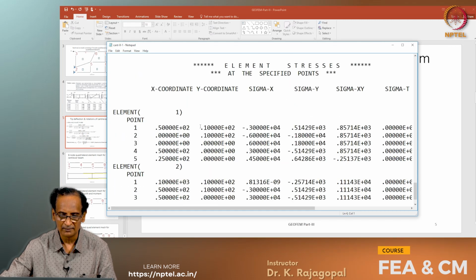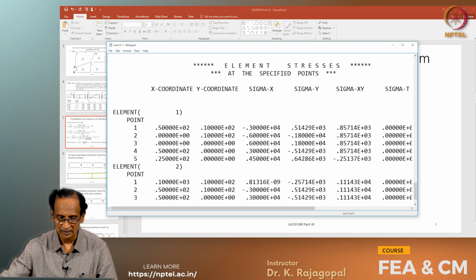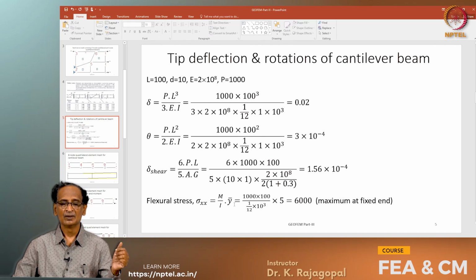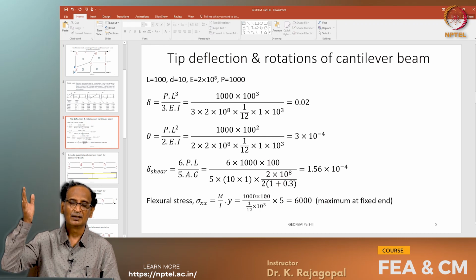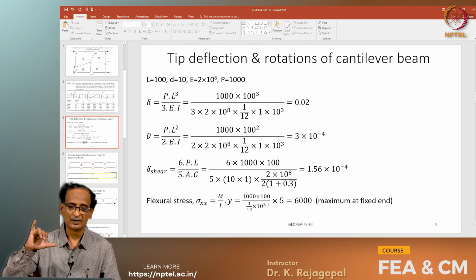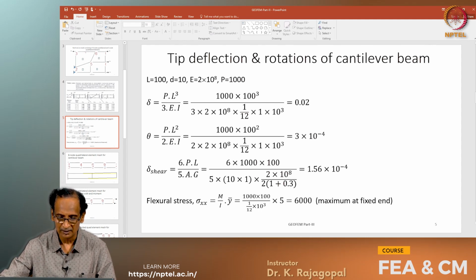And then let us look at the stresses. See, the stress sigma x is our flexural stress, and the maximum value is 6000. I think that is given in the PowerPoint. The flexural stress is M by I times y bar. At the fixed end your moment is 1000 times 100, where 100 is the length and 1000 is the total shear load, divided by I, 1/12 times 10 cubed, and the maximum distance of the fiber from the neutral axis is 5. That is 6000, and that is what we see here.